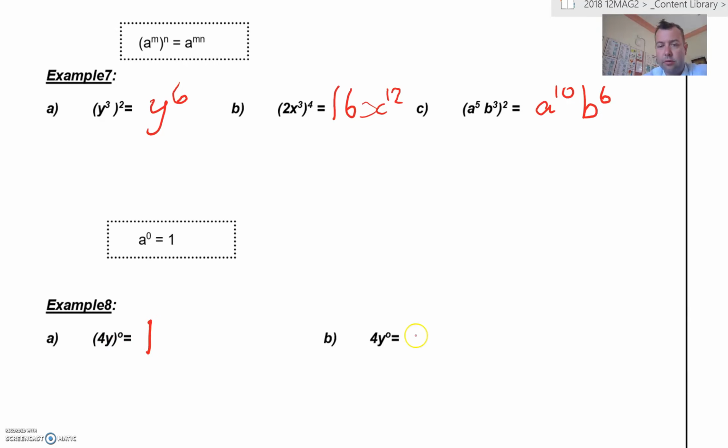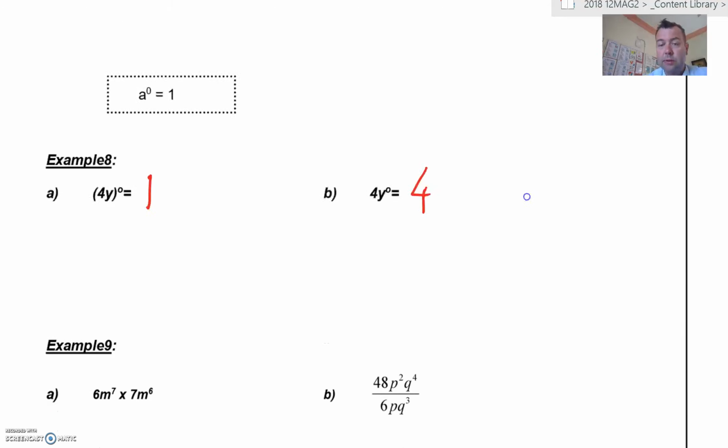Now, 4y to the power of 0. How is this different? Well, that exponent only belongs to the y, not to the 4. It belongs to the base, not the coefficient. Here, my base is 4y. Here, my base is y. So, this term here is worth 1, but that means 4 times 1 equals 4. Good example there of how those two things are different. Something raised to the power of 0 equals 1, but not everything here has been raised to the power of 0. So far, multiplying, dividing, raising to a power, and a power of 0.